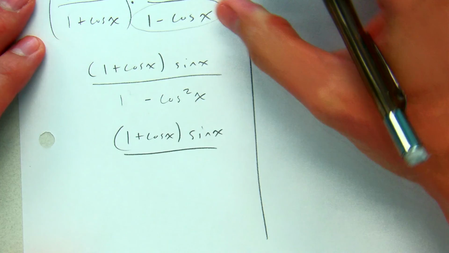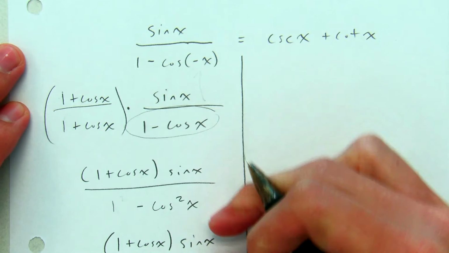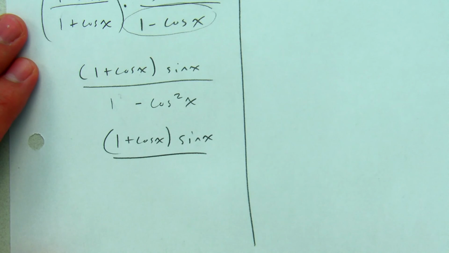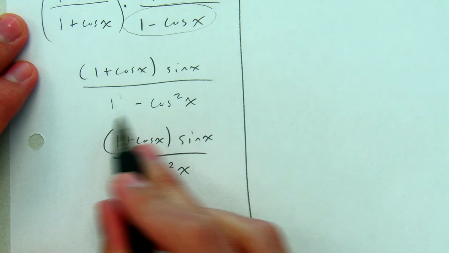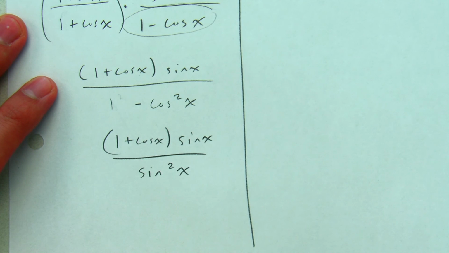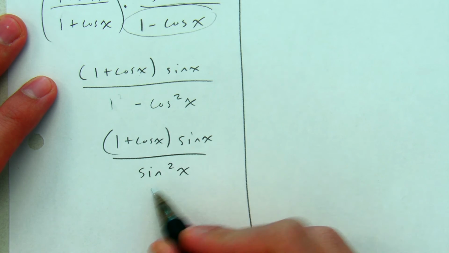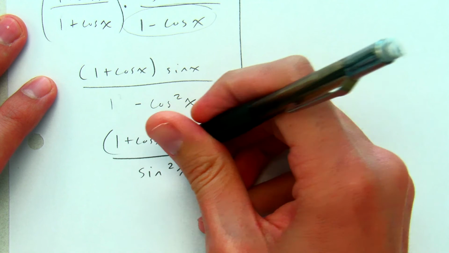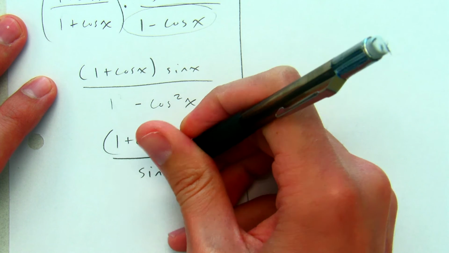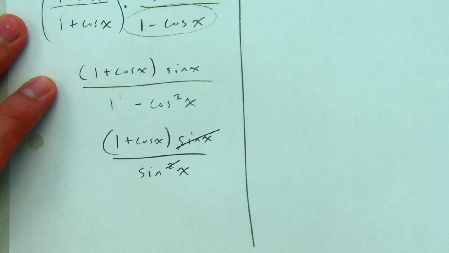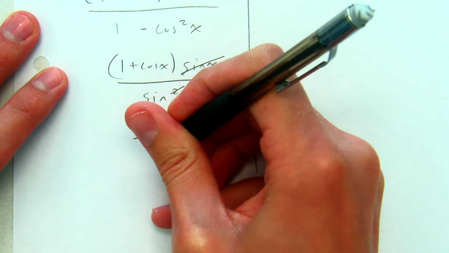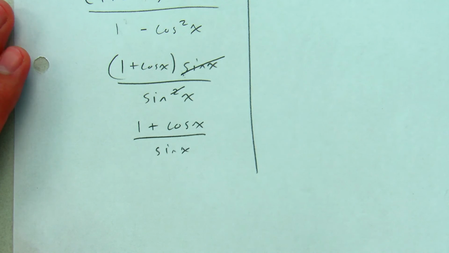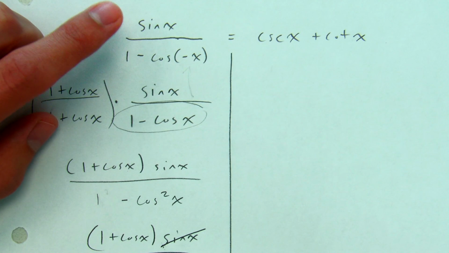Notice that each time I write a next step, I rewrite the entire expression so that everything I'm writing is equivalent to the last thing I wrote. So 1 minus cosine squared x is equal to sine squared x. This is sine over sine squared. So when I cancel out the sine on the top, it cancels out one of the sines on the denominator, and I'm left with 1 plus cosine x over sine x.